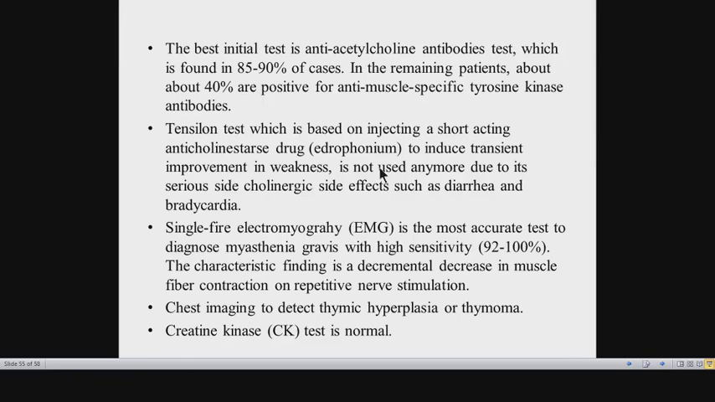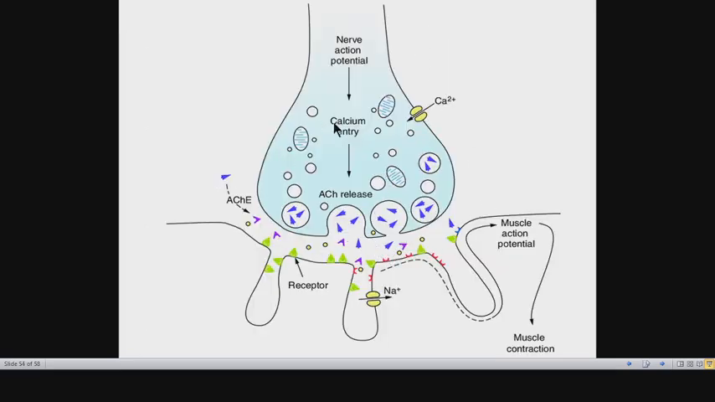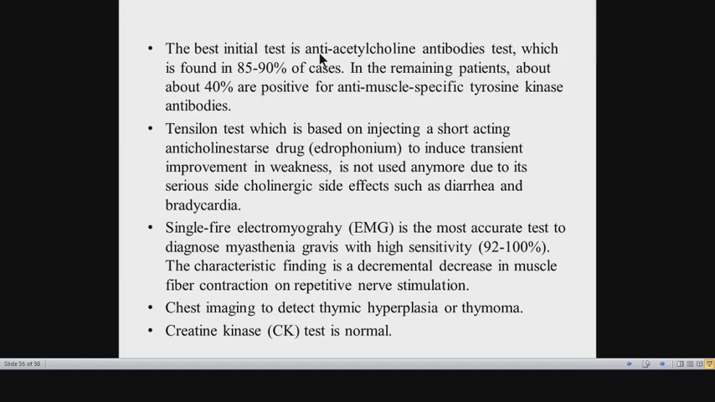The diagnosis of myasthenia gravis: the best initial test when you suspect myasthenia gravis is the anti-acetylcholine antibodies test. We said that in the pathophysiology of myasthenia gravis, there are autoantibodies directed against the acetylcholine receptors. So we can check these antibodies in the serum. It's called the anti-acetylcholine antibodies test. And this test is found positive in 85 to 90% of cases. It's a highly sensitive test.